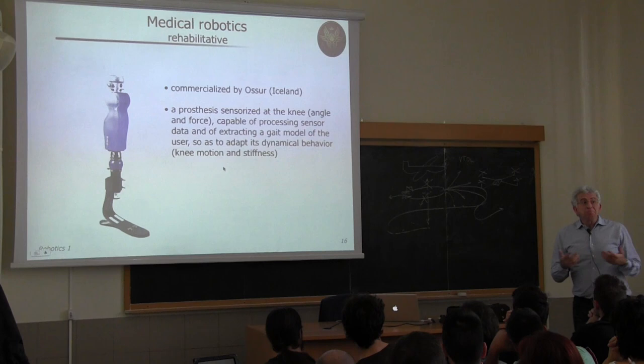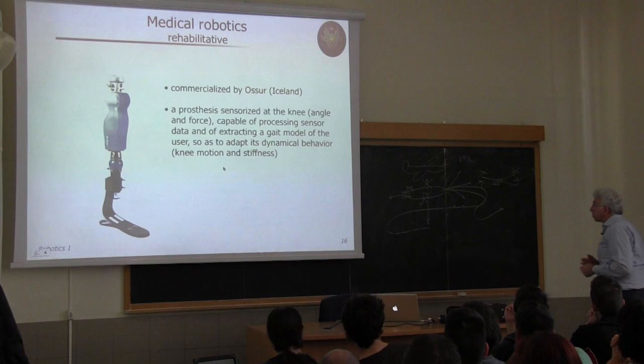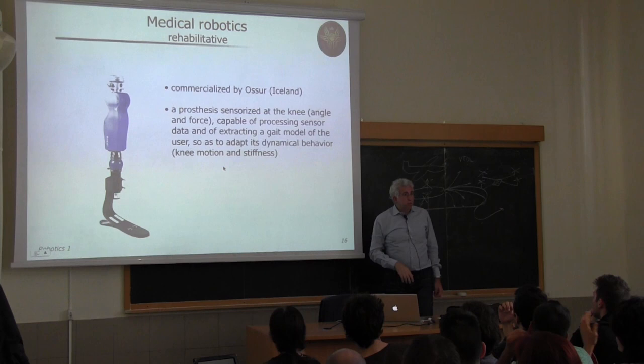Okay? So this is a very important thing. Motion, controlling motion, but also controlling stiffness of the joints. We call this variable stiffness actuation joints.